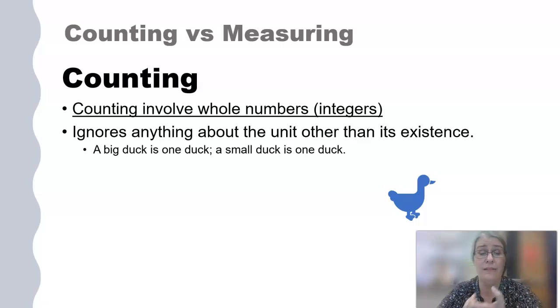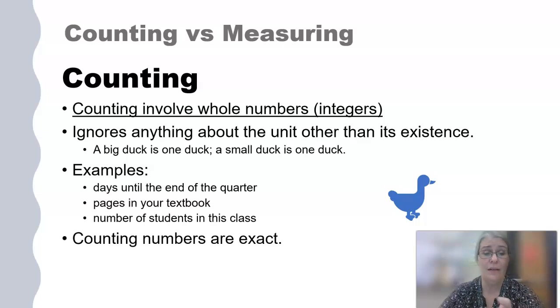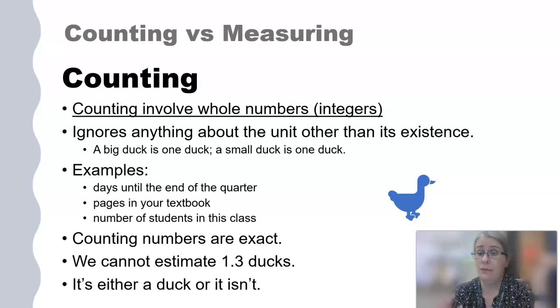So there are a lot of things that we count all the time. You could count days until the end of the quarter, or pages in a textbook, or minutes until the bell rings. You could count the number of students in a class. But counting numbers are always exact. You can't estimate that you have a third of a duck, because then you don't have a duck anymore. You have a problem. It's either a duck or it isn't. It's either a student in a desk or it's not.